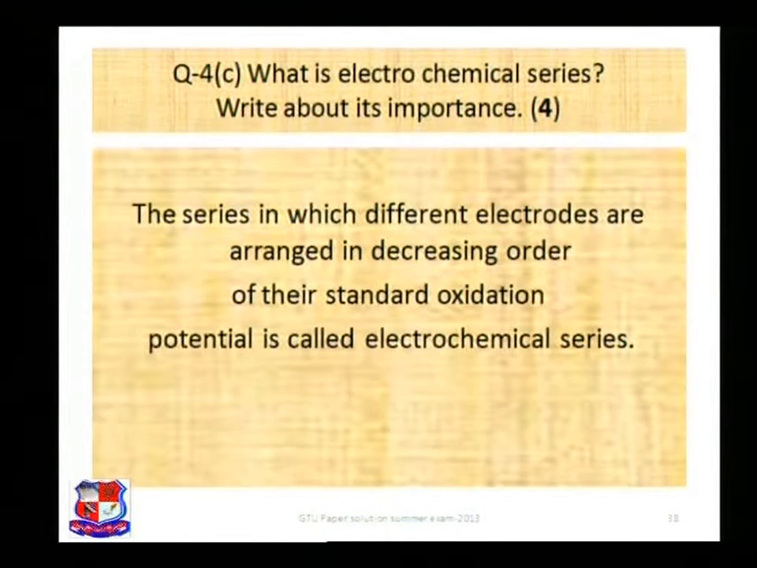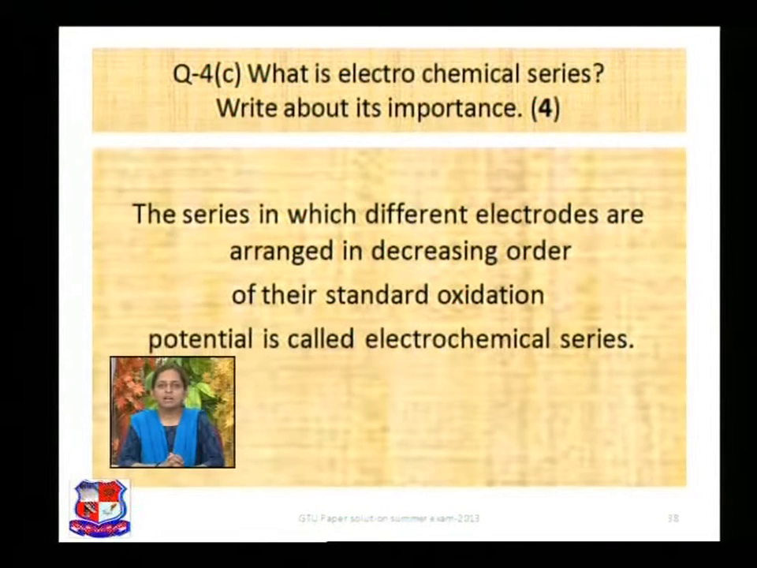The series in which different electrodes are arranged in decreasing order of their standard oxidation potential is called the electrochemical series. So what happens in the electrochemical series? Different electrodes are arranged in decreasing order of their standard oxidation potential values, that is E_OX values. These E_OX values of the different metal electrodes are arranged in decreasing order, and this is known as the electrochemical series.